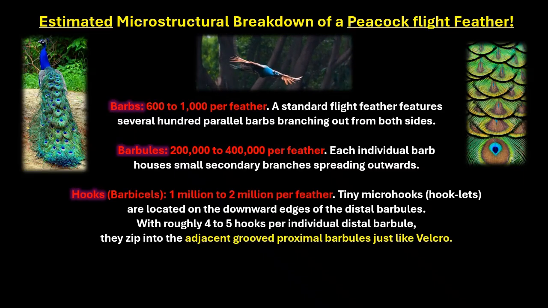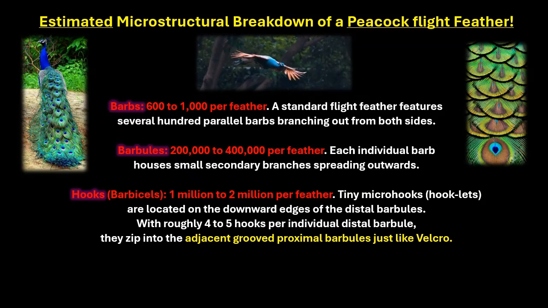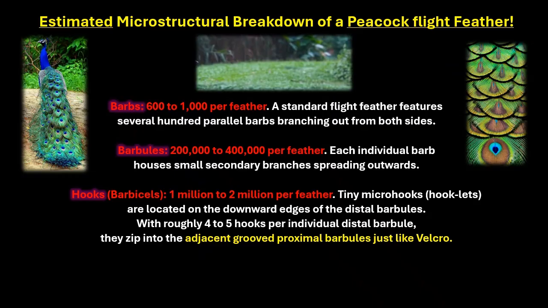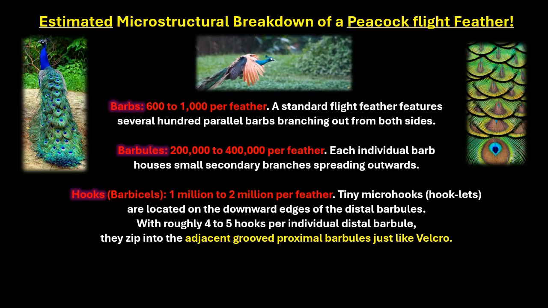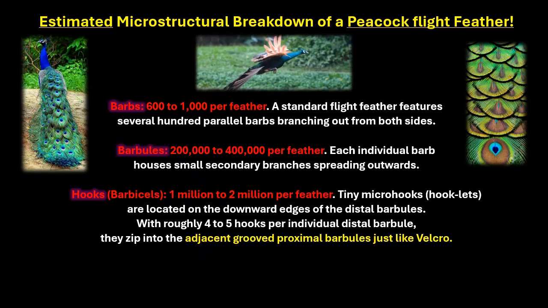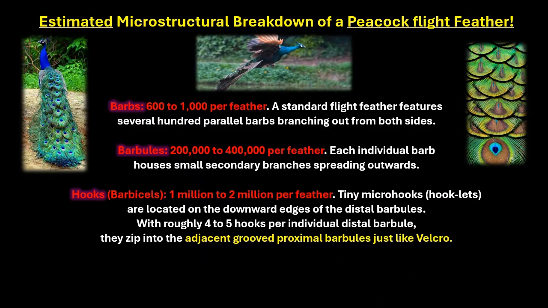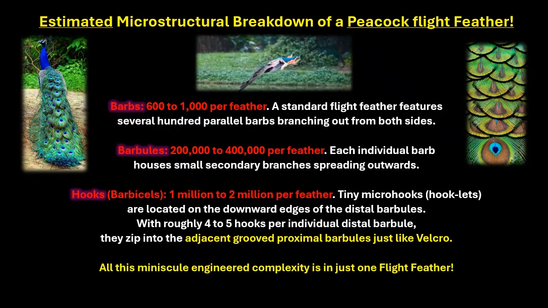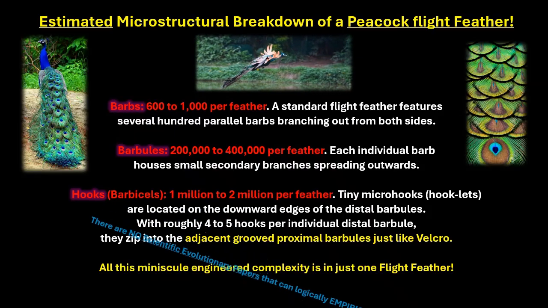The hooks, the barbicel cells, 1 million to 2 million per feather. Tiny microhooks, hooklets, are located on the downward edges of the distal barbules, with roughly 4 to 5 hooks per individual distal barbule. They zip into adjacent grooved proximal barbules just like Velcro. All this minuscule engineered complexity is in just one flight feather.